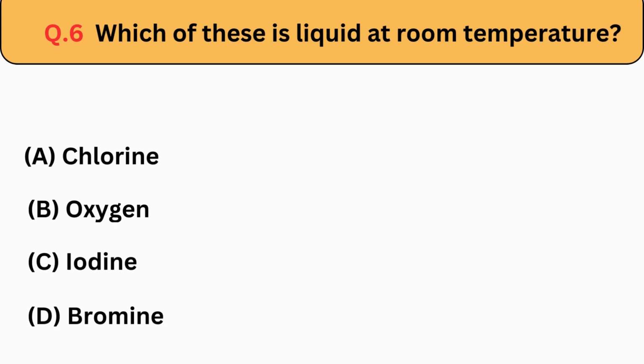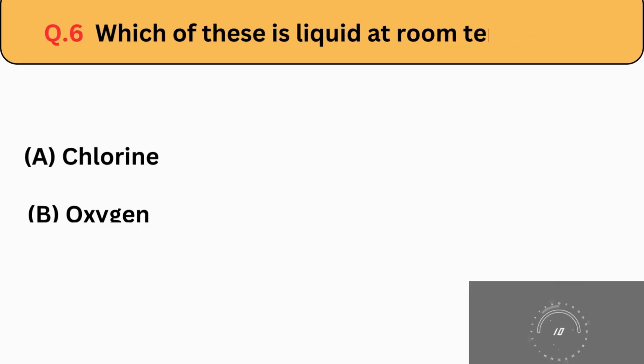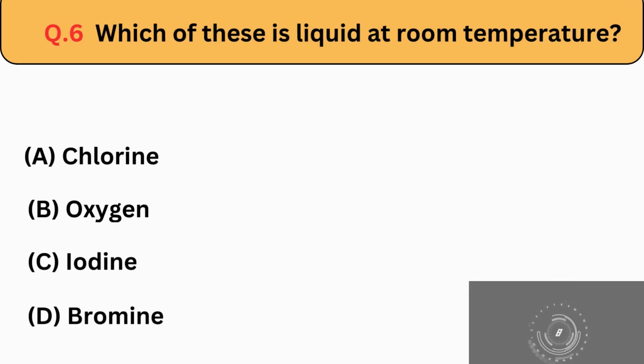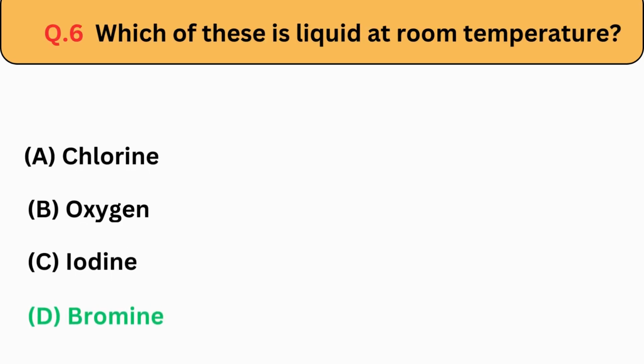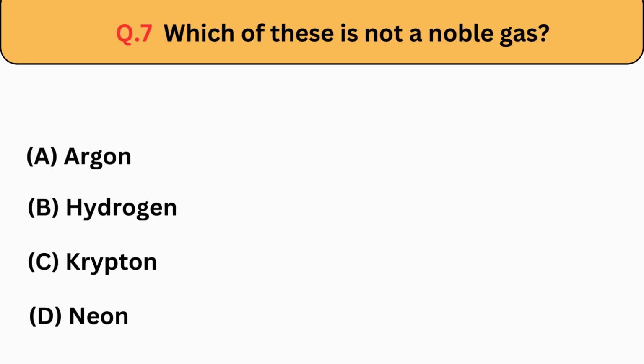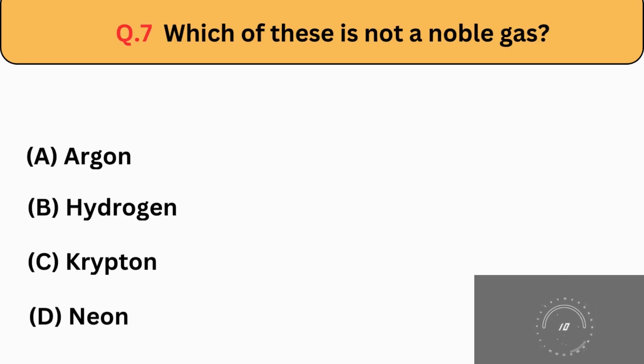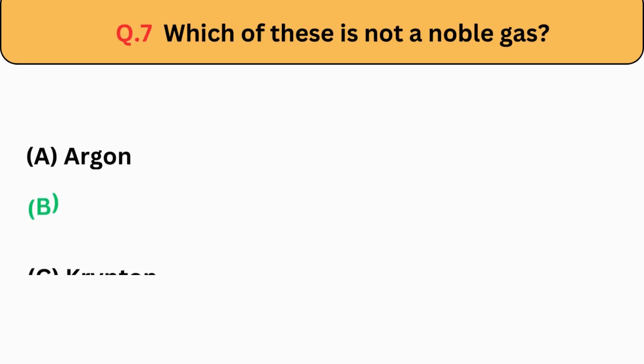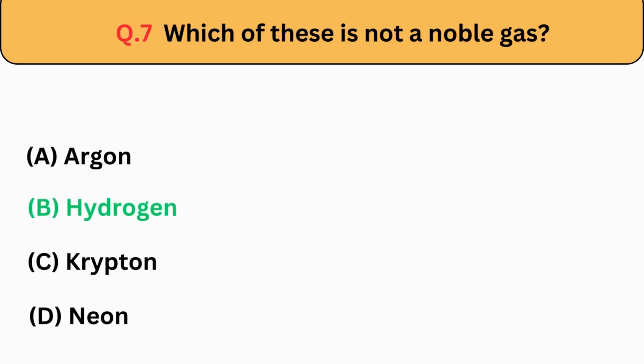Which of these is liquid at room temperature? Option D, bromine. Which of these is not a noble gas? Option B, hydrogen.